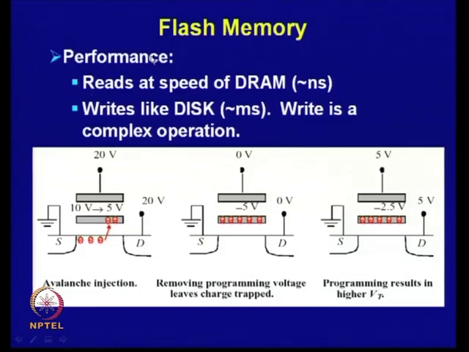Particularly for flash memory, reads can be done at the speed of dynamic RAM, that is, in the range of nanoseconds. On the other hand, writing is rather slow, which is done at the speed of milliseconds. So, write is a complex operation because you have to allow the accumulation of electrons in the floating gate, and that is why writing is a complex process and takes a longer time.